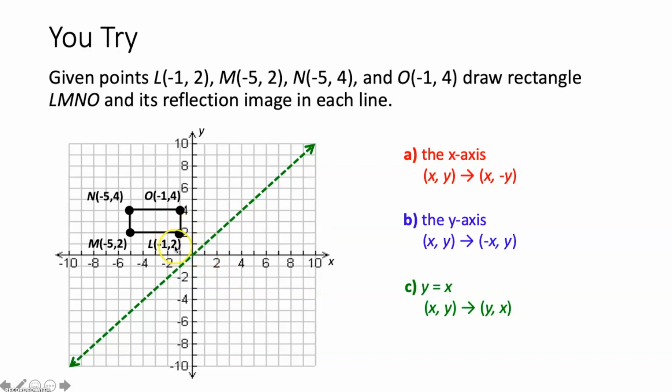So instead, what we do is we take each coordinate and we flip the x and the y. So instead of L being at -1, 2, L prime is going to be at 2, -1. Instead of M being at -5, 2, M prime is going to be at 2, -5. Instead of N being at -5, 4, N prime is going to be at 4, -5. And instead of O being at -1, 4, O prime is going to be at 4, -1. There's our reflection of rectangle LMNO in the line or over the line y equals x.